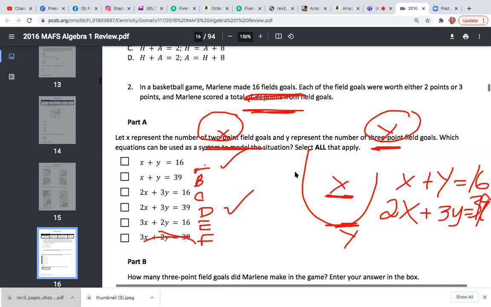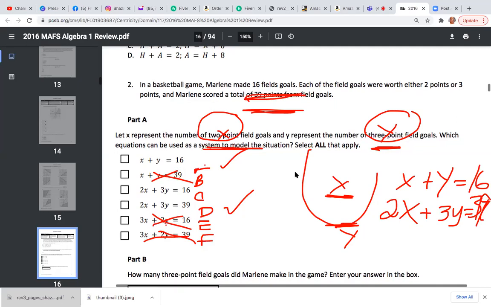Same thing, guys, with this one right here. Let me see here. This one right here. Y is the number of 3-point shots. That doesn't make any sense, so get rid of it. Yeah, get rid of them. And guys, how in the world is x plus y going to equal 39? There's no way, okay?